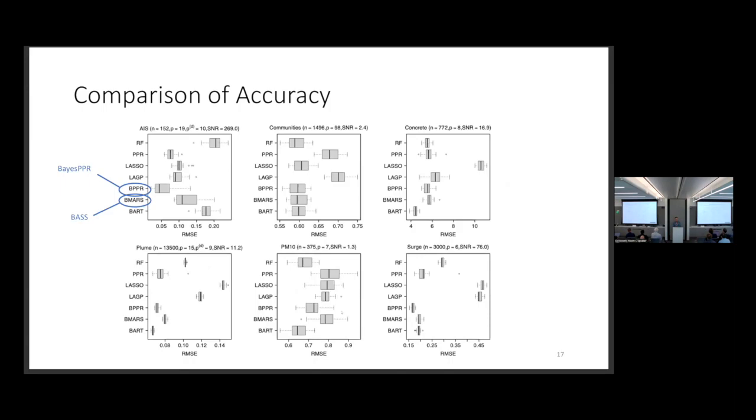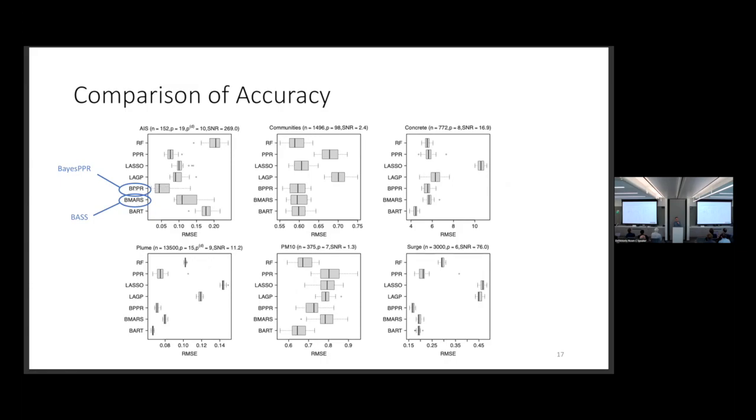Okay, and then I'll show, so this is 6 different data sets. In our paper, we looked at over 20 real data sets and over 20 simulated data sets. So it's a pretty expansive comparison. But here I'm just showing 6 that are representative of what we saw in the larger study. So BPPR is Bayesian Projection Pursuit Regression. BAS is another acronym for BMARS. And then the BART model. So we're looking at these bottom 3 that I've showed today.